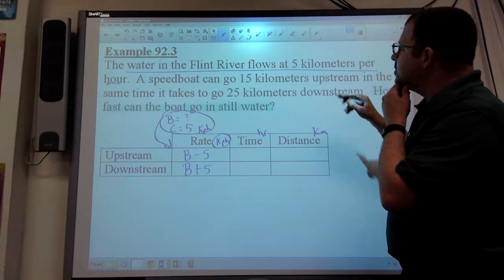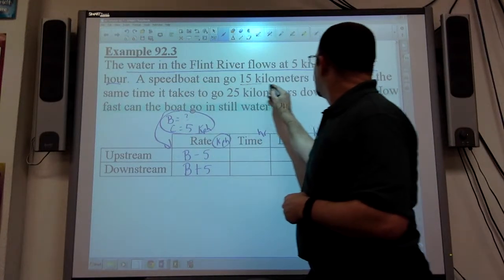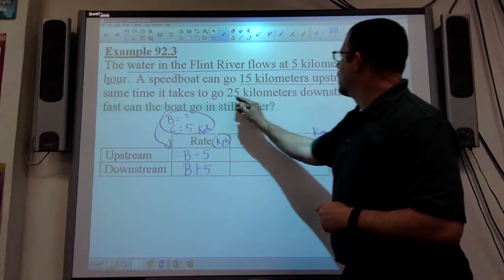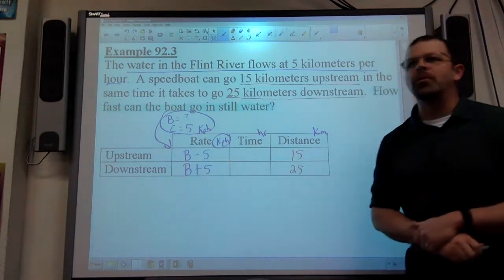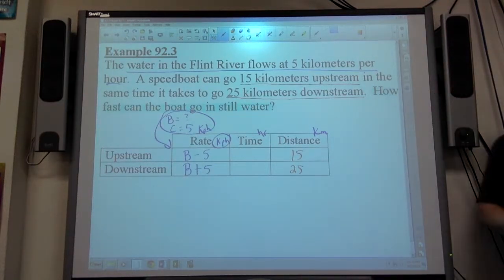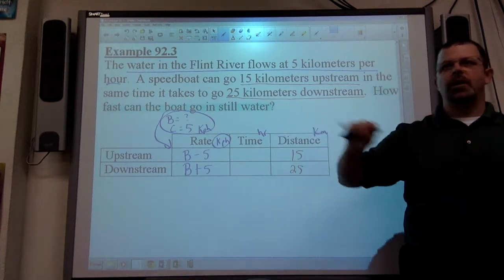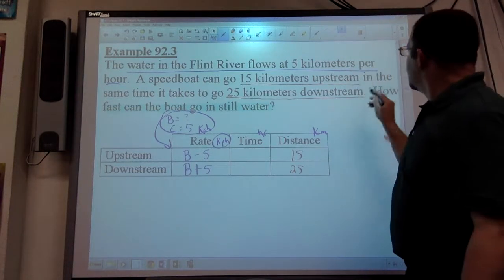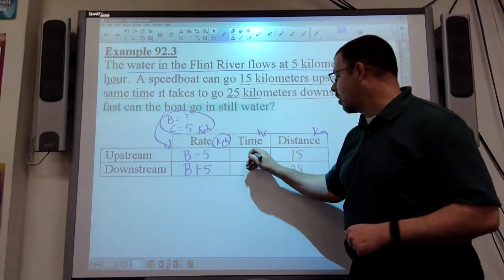Now, once again, if we take a look at stuff, it says 15 kilometers upstream, so I know exact distance upstream, and 25 kilometers downstream, I know exact distance downstream. I can't remember any of these problems where they don't tell you both distances. They always leave out something about rate or something about time or just everything about rate, nothing about time. But they always leave two things unknown. It says in the same time. Once again, it's a situation. I don't know what the times are, but they are equal to each other.